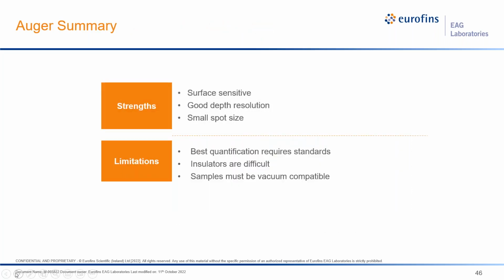Auger electron spectroscopy has the following strengths. It's very surface sensitive. It has very good depth resolution and very good spatial spot resolution. However, of course, it has some limitations, and the best quantification requires standards. It's very difficult to analyze insulators with Auger. For that, you need XPS or TOF-SIMS. And the samples, again, must be vacuum compatible.